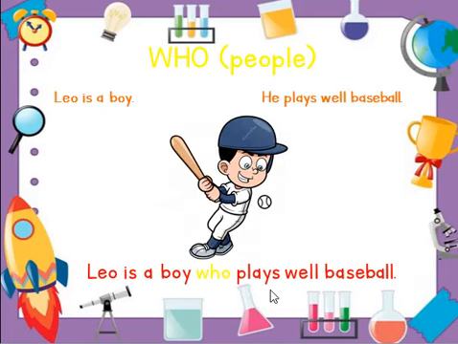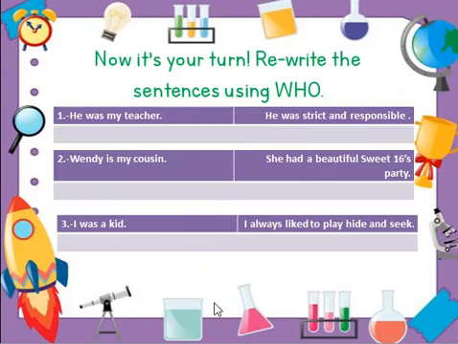And the last example. Leo is a boy. He plays well baseball. And the sentence will be Leo is a boy who plays well baseball. We eliminate the pronoun he. Very good. Now it's your turn.